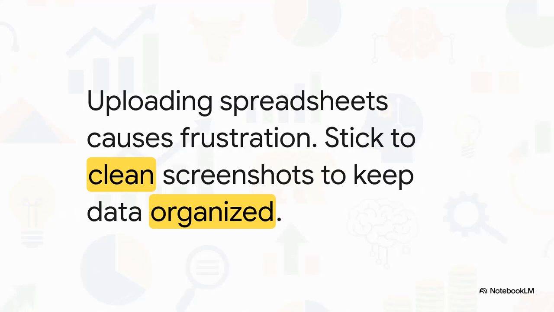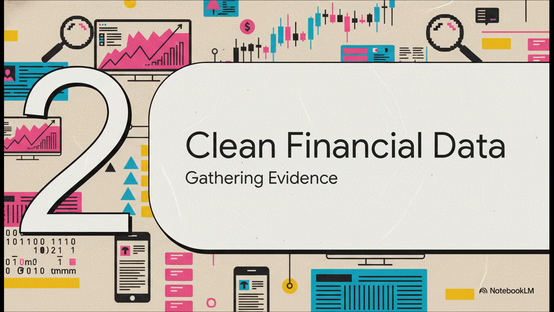Now, pay attention here, because a really common beginner mistake is trying to upload raw spreadsheet files directly into the AI. Please don't do it. Doing this almost always leads to formatting errors, completely jumbled text, and ultimate frustration. Stick to clean image screenshots. Let the AI do the heavy visual lifting with a simple picture, instead of forcing it to parse through a broken, misaligned spreadsheet.